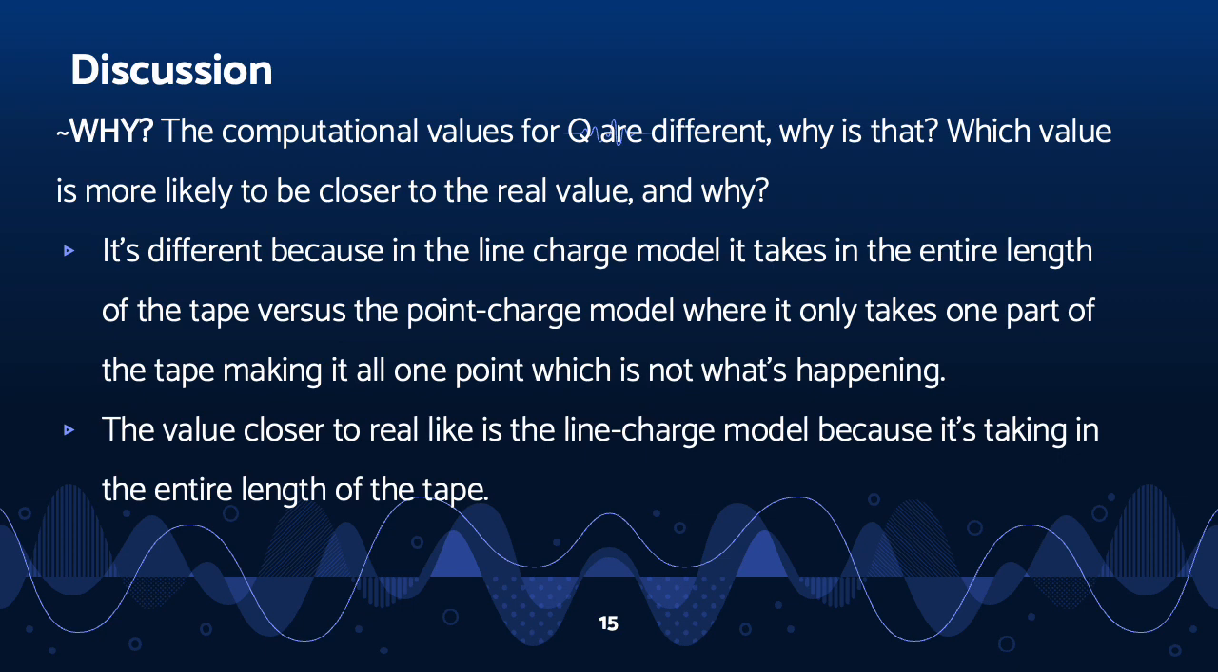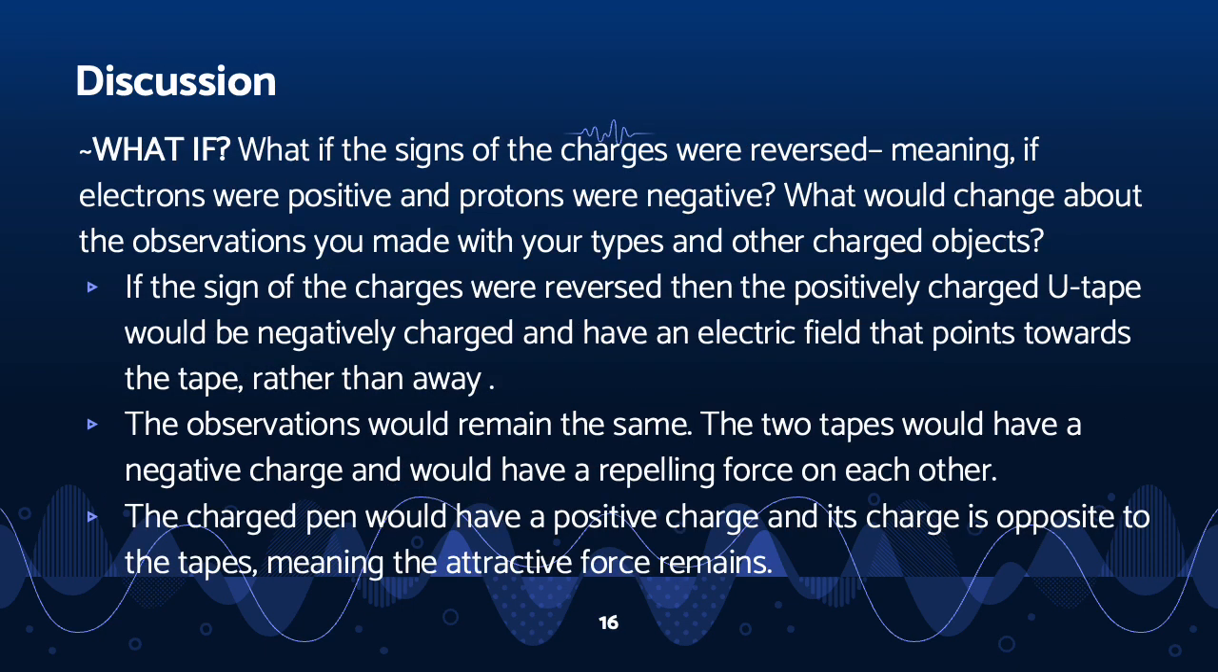Another discussion question was, what if the signs of the charges were reversed? If that was the case, then the positively charged U-tape would be negatively charged and have an electric field that points towards the tape rather than away. The observations would remain the same. The two tapes would have a negative charge and would have a repelling force on each other.